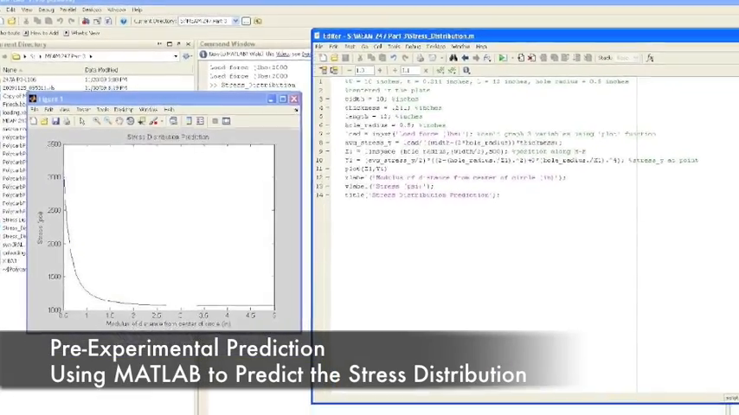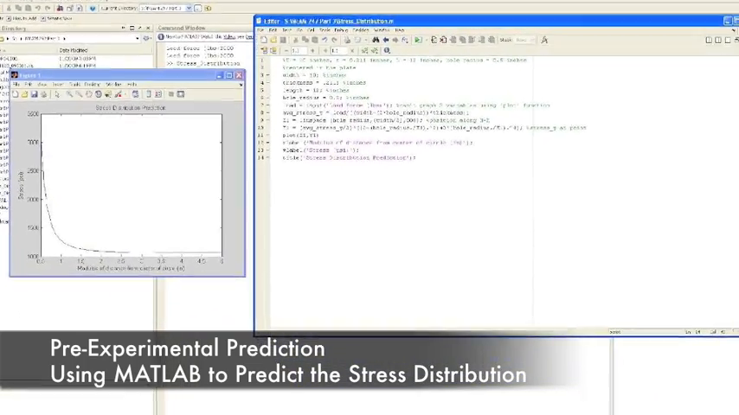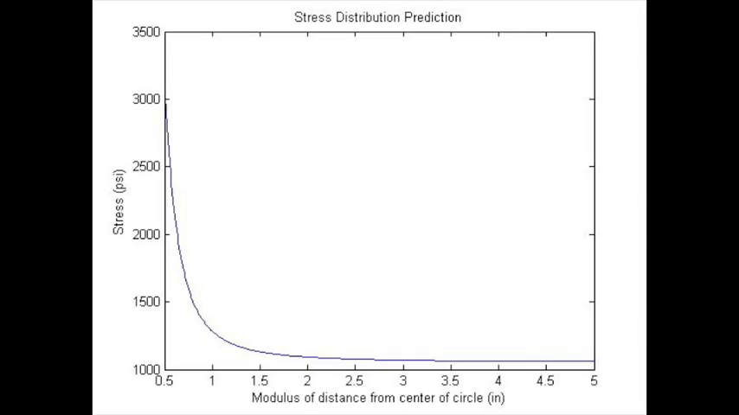Before testing the material with the Instron machine, we used MATLAB to predict the stress distribution along the HH line. This graph shows the stress in the plate as a function of distance from the center of the plate. Right at the edge of the hole, half an inch away from the center, the stress is the greatest at about 3,000 psi. As the distance from the center of the hole increases, stress decreases.